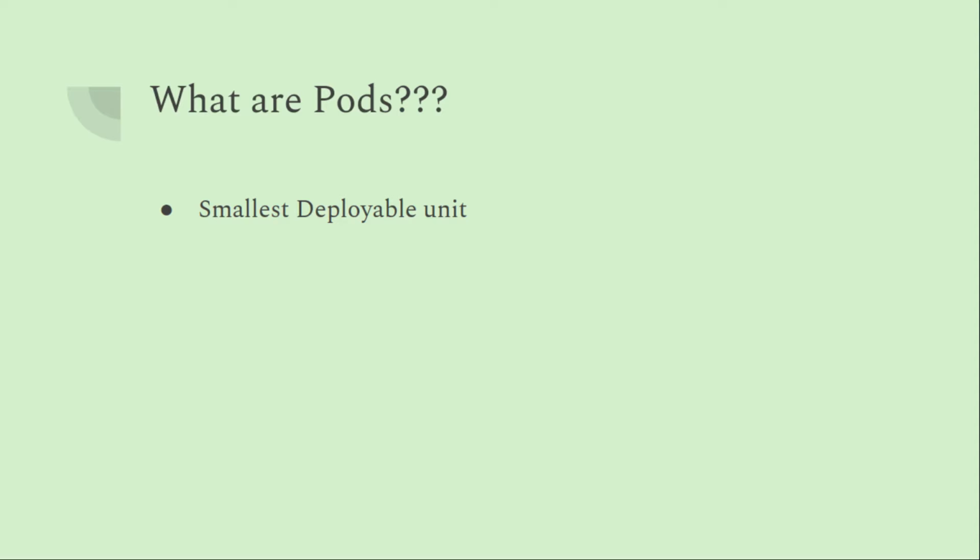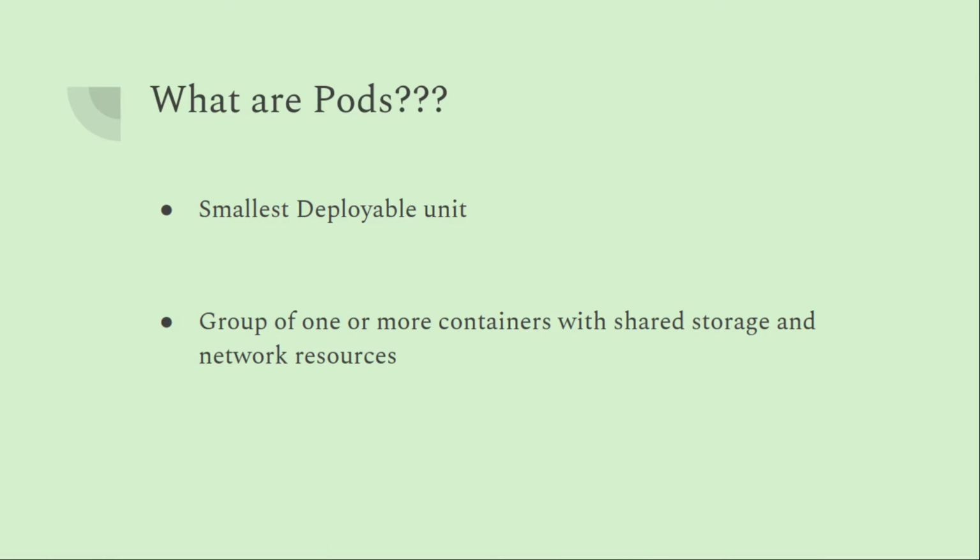You can also see a pod. We already have understood what containers are. A pod is logically a group of one or more containers with shared storage and network resources. So when you logically combine one or more containers, your storage and network resources are shared. That means the containers in a pod share the same IP, and if they have a volume mounted, they even share the same volume mount. That's actually what pods are.